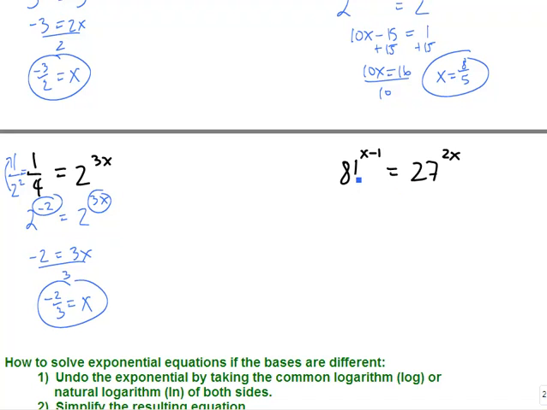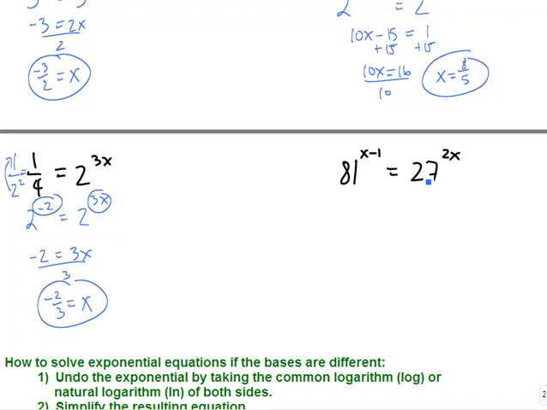In the last example here, we have 81 to the x minus 1 equals 27 to the 2x. Now we know that 81 is 9 squared. We did that in an earlier problem. But 27 is not 9 raised to a power. It's 9 times 3, but not 9 to the third. So it's not really useful here to use a base of 9 because I can't rewrite 27 using base 9.